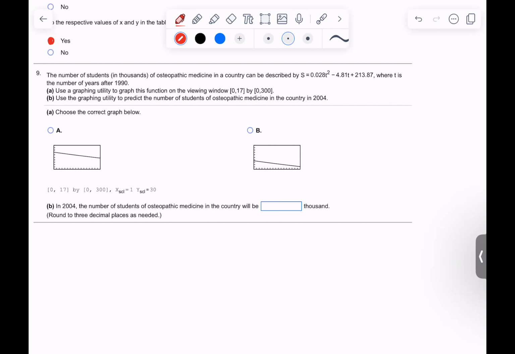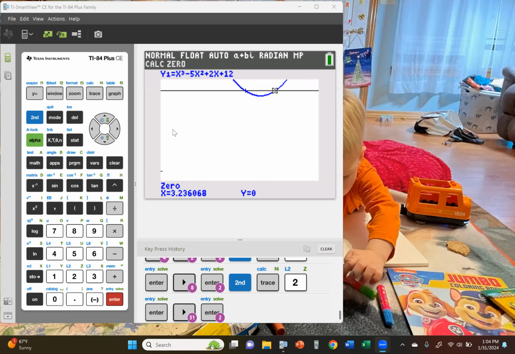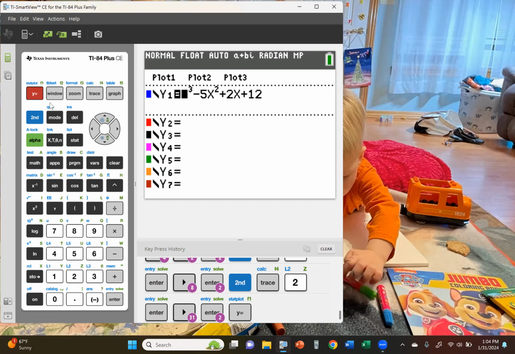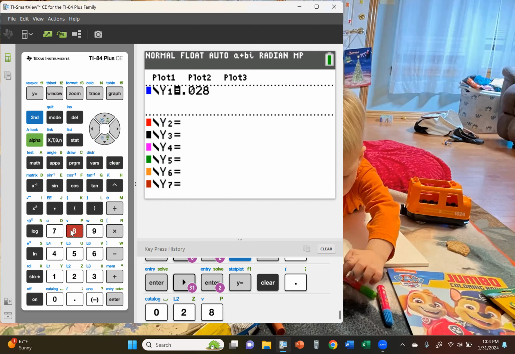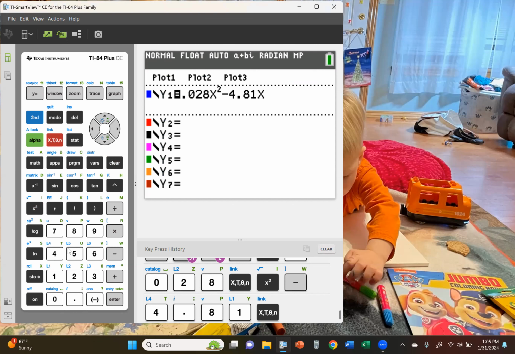All right, let me share this. Okay, so here's my calculator, and I'm going to go to the y equals, and I'm going to clear out what I have in there, and I'm going to put in this function. So we have 0.028 x squared minus 4.81 x plus 213.87.